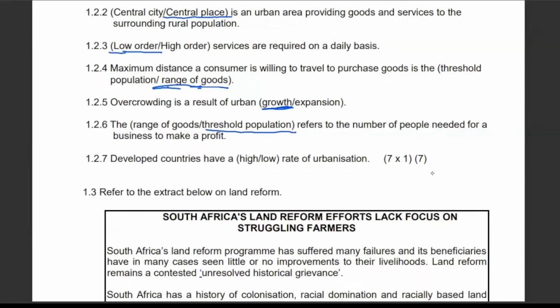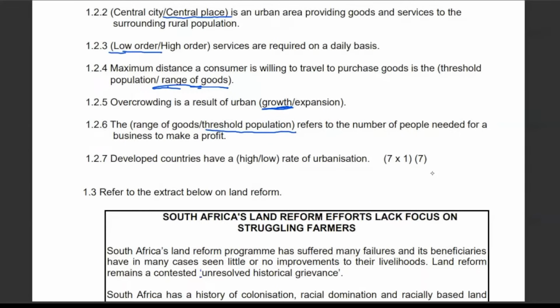So it implies that there is a certain number of people who must be in a given area to support a business, of which if the number falls below the minimum required, that business will fail and automatically will close because it won't be having sufficient customers to support its provisions. Right, that is with threshold population. Moving on to the next question, number 127.